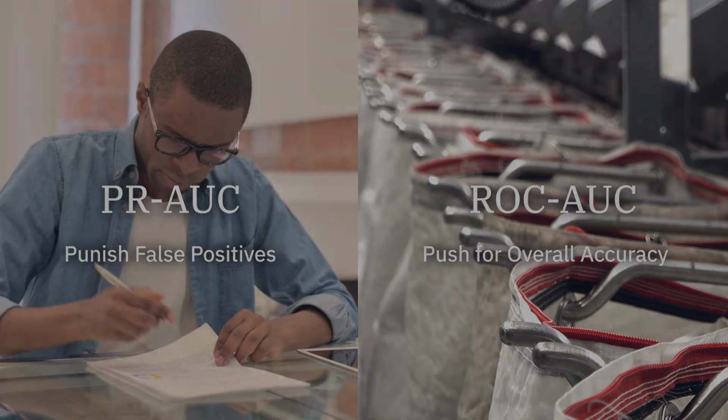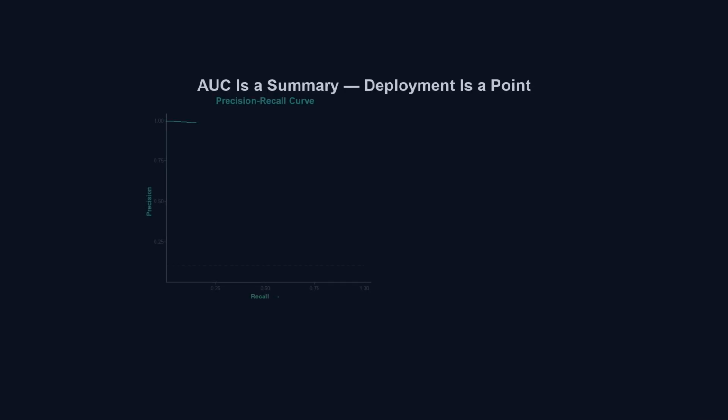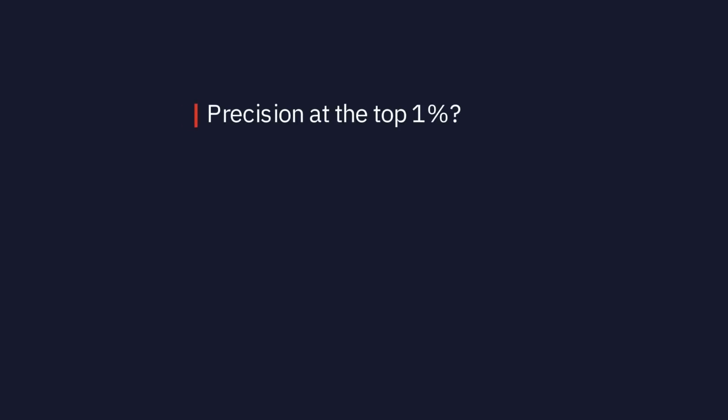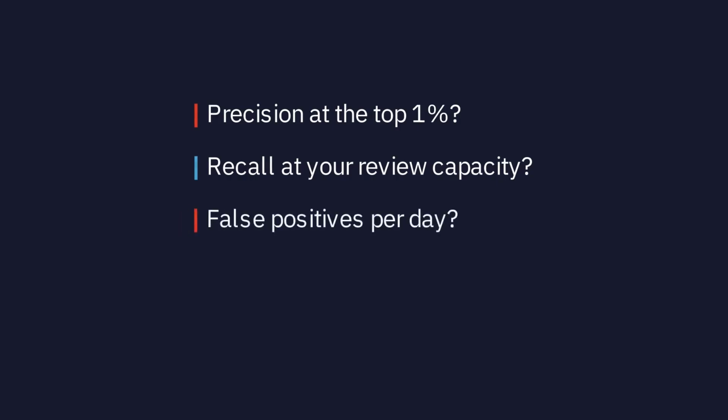A subtle but important mistake is stopping at AUC entirely. In production, nobody deploys all thresholds. You deploy one threshold or maybe a few operating points. So even if ROC-AUC or PR-AUC is your summary metric, you still need threshold-level evaluation. What is the precision at the top 1%? What recall do you get at the review capacity your ops team can actually handle? How many false positives per day does that create? What is the downstream cost? That is where model evaluation becomes decision evaluation.